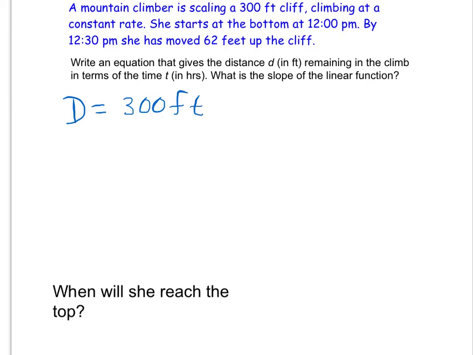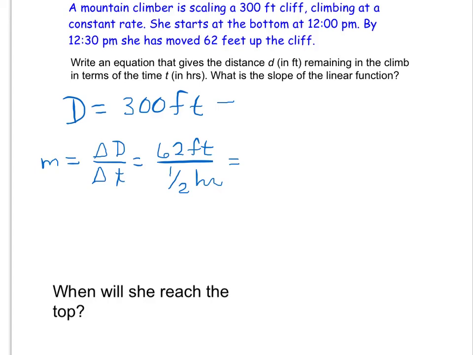Now, taking away from that distance, we can subtract the rate of climb for every hour, but we don't know the rate of climb, so let's figure it out. That would represent the slope. The slope is the change in distance, the difference of y's, over the change in time. In this case, she could go 62 feet in a half an hour.